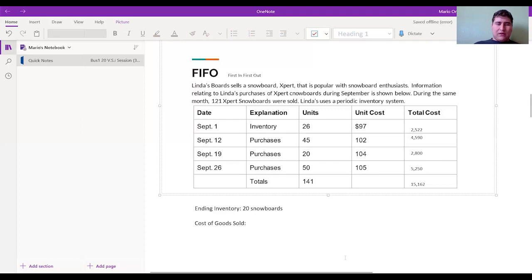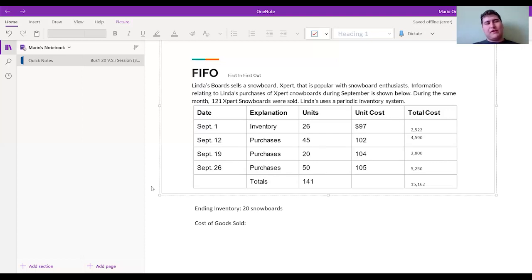What does that mean to you? What does first in, first out mean to you? I don't want to mispronounce your name. I'm sorry, Divya? I'm sorry if I mispronounced it. What does first in, first out mean?